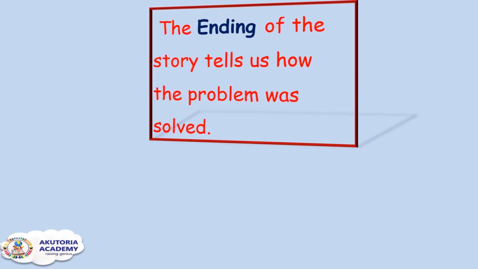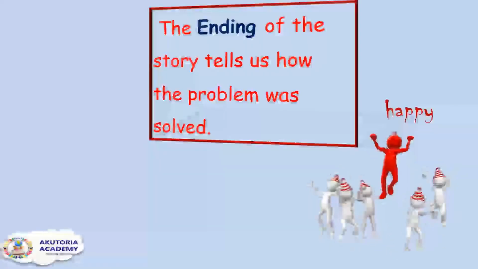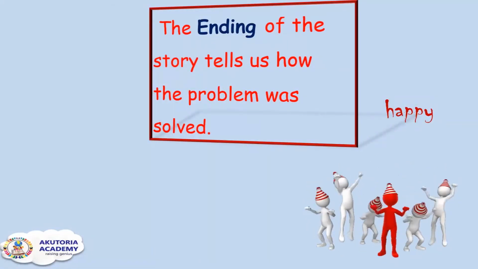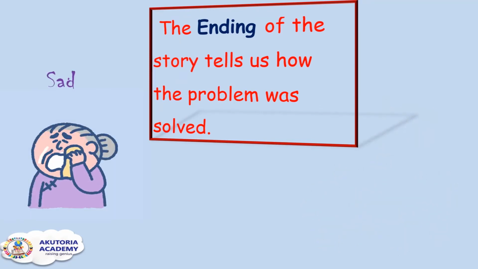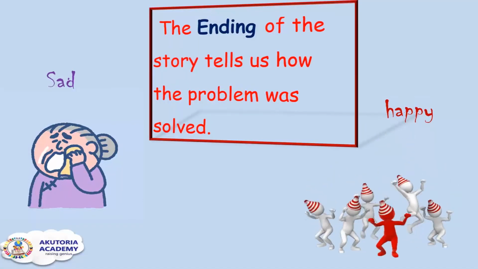Whenever you're reading a story, you will encounter a problem in the plot. When that problem has been solved, you have gotten to the end of that story. And the ending could either be a happy ending, meaning the problem was solved properly as we expected, or a sad ending, meaning the problem wasn't solved as you wanted it to be. So the ending of the story tells us how the problem was solved, and it could either be a sad ending or a happy ending.